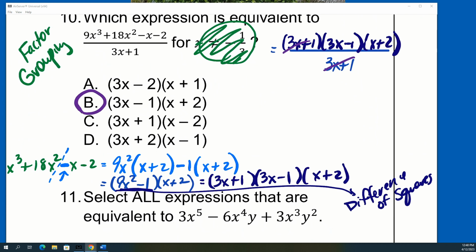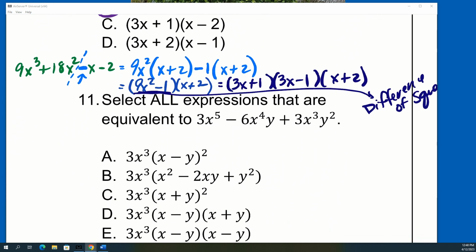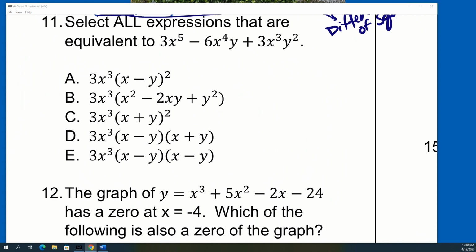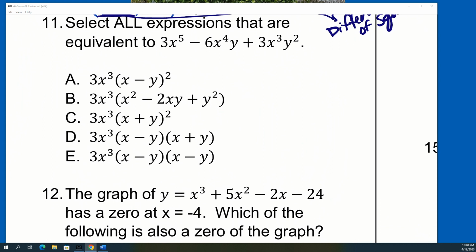Now, number 11 is an equivalent expressions question, and whoever writes the EOC test really likes equivalent expressions. I'm not a super big fan of these problems. They're hard to get right, especially without a calculator. Now, with a calculator, they're easy to get right, and we'll talk about that when we get to the calculator versions of these tests. But here, we're just going to straight have to factor this.